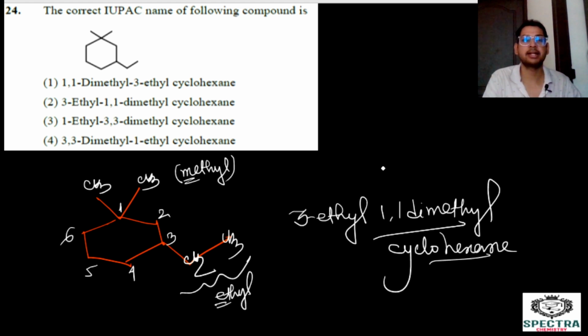cyclohexane. That means it's very easy. Option number 2 is my answer.